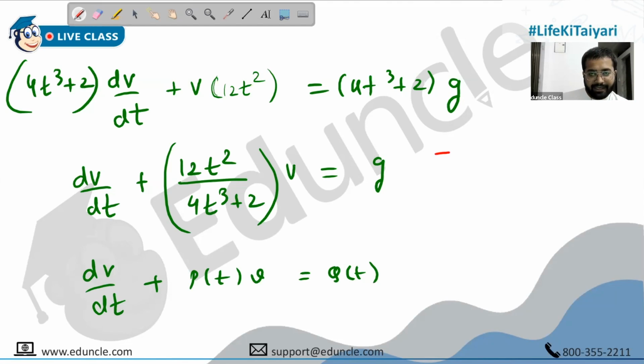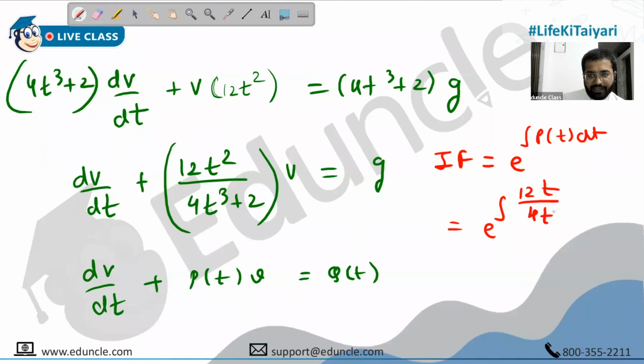Integrating factor. You find the integrating factor, e raised to the integral of p dt. So this is e raised to the integration of 12t square upon 4t cube plus 2 dt. What do you think is the answer of this? 12t square, 4t cube. ln of it, exactly. You will get a log, right?